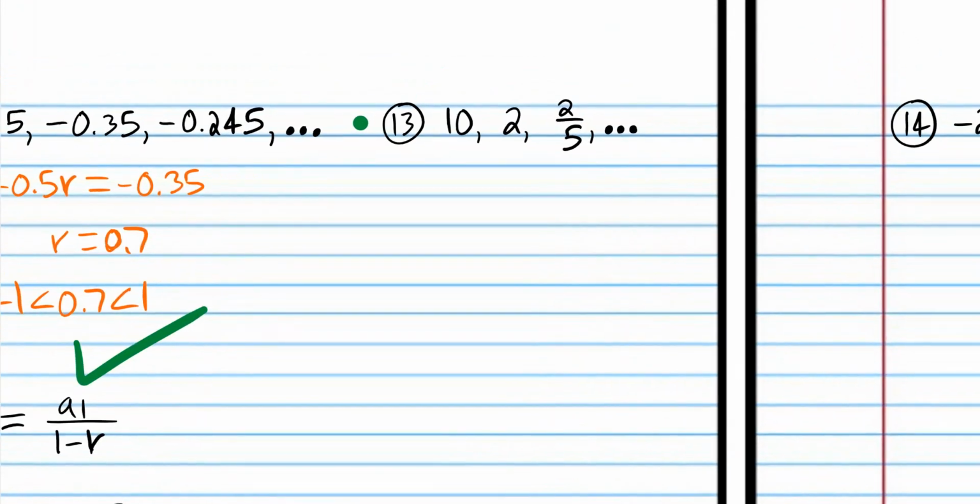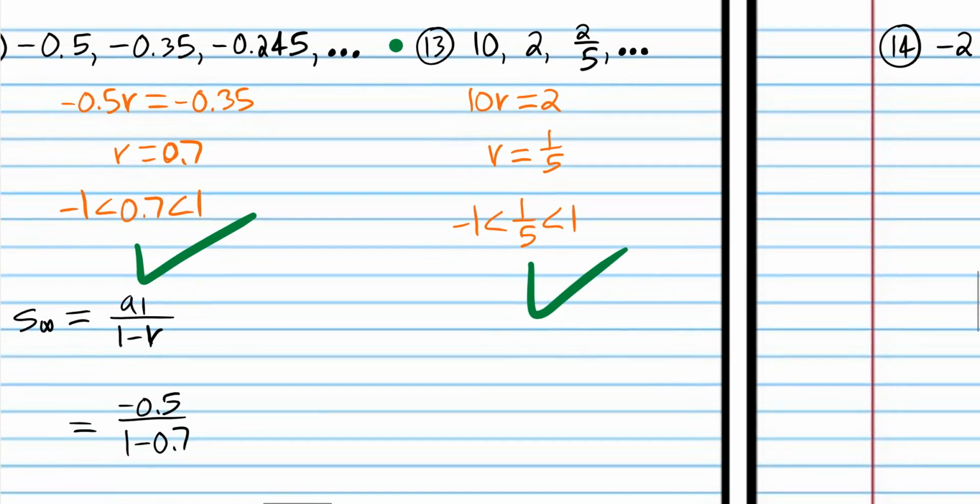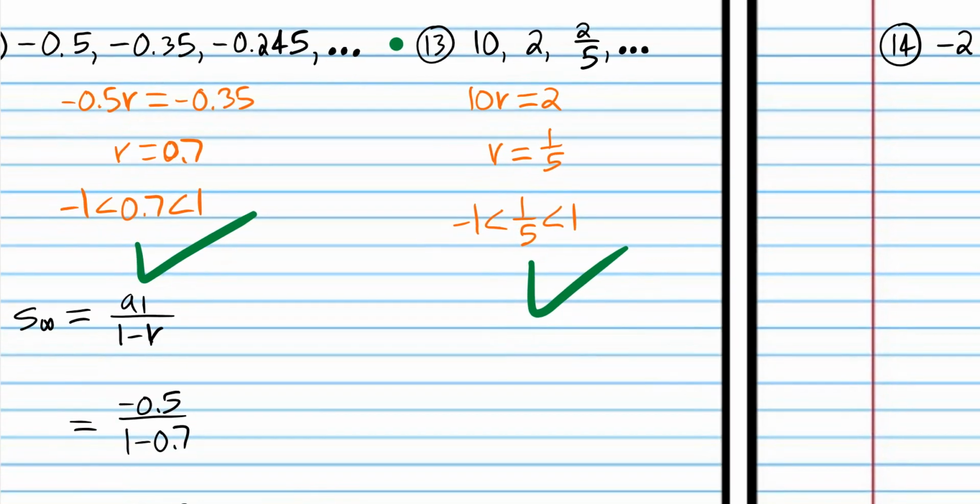Okay, we're back. So if we multiply the first term times the common ratio, we should get the second term, which means that r must be equal to 1/5. And 1/5 is between 1 and -1. That is true. So that means that the terms are approaching 0, and we can use our formula for the sum of an infinite geometric series.